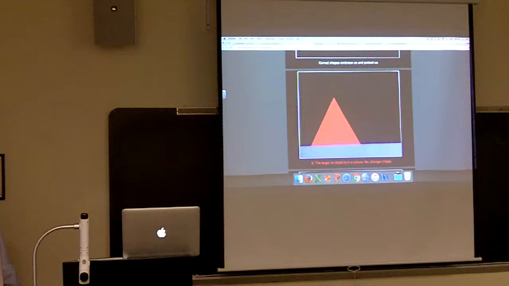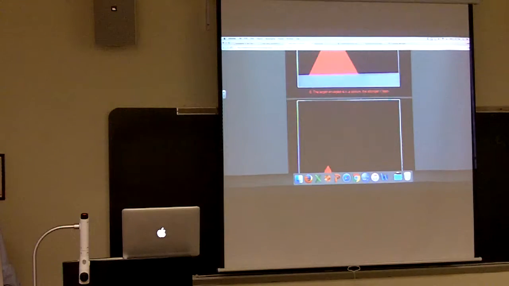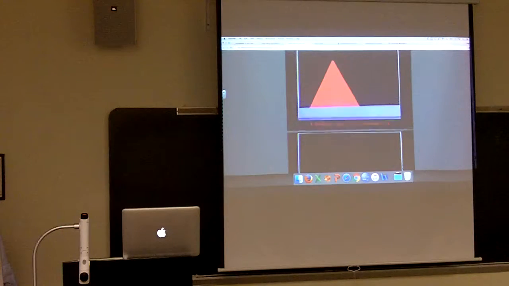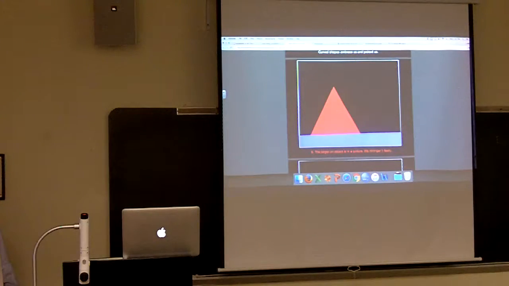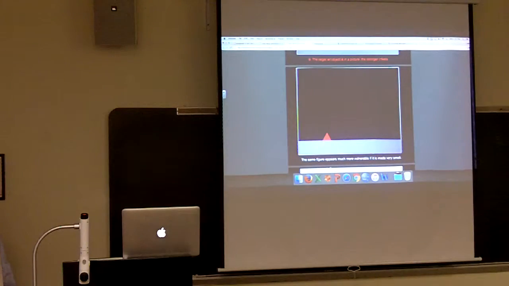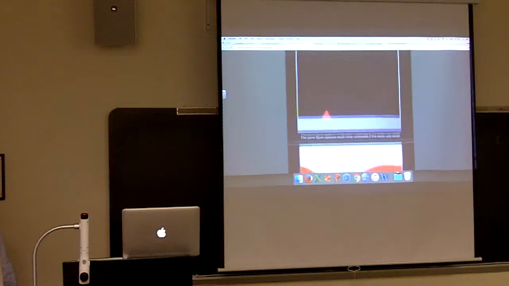The larger an object is in a picture, the stronger it feels. The same figure appears much more vulnerable when made very small. So over here, this red triangle is pretty strong and powerful, and that purple band at the bottom conveys stability. But now we've got a very vulnerable little red triangle sitting there.